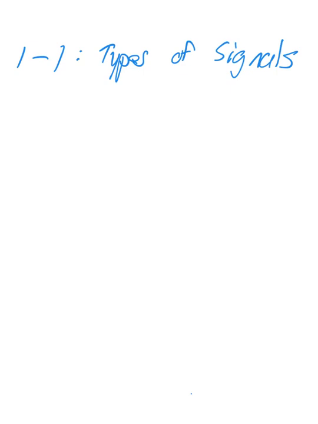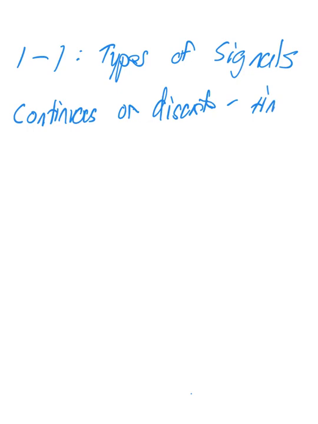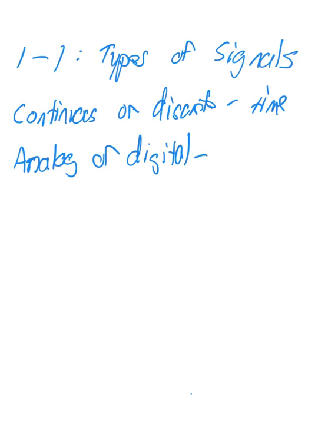Section 1.1 introduces some terminology about the types of signals that we're going to use throughout EE3032 and in the follow-on courses. Some of the distinctions that we need are whether a signal is continuous or discrete in time, whether it is analog or digital, and this one talks about its amplitude if we're talking about something like a voltage or a current signal.